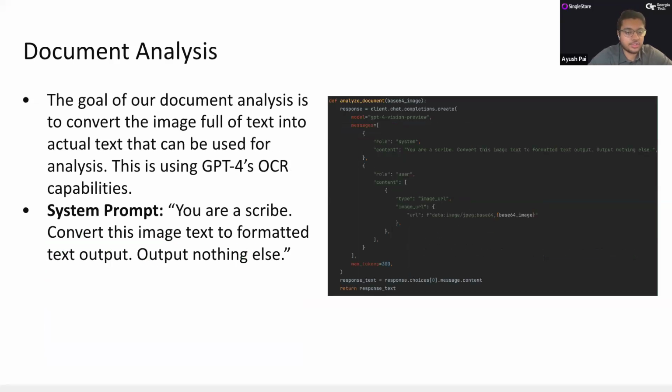This slide shows the document analysis side of things. Our goal here is to do document analysis to convert the image of full text, maybe some handwritten text as well, into actual text that can be used by the computer, turned into string text that can be used for GPT-4's analysis. So we're going to use GPT-4 Vision's OCR capabilities, and here is the system prompt.